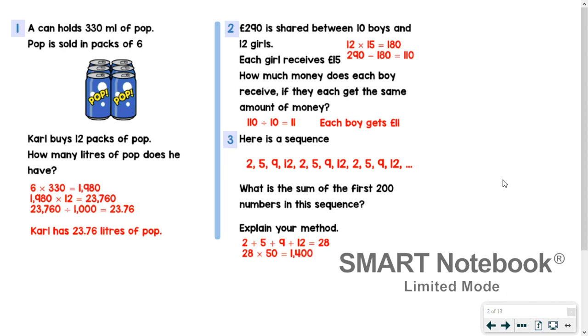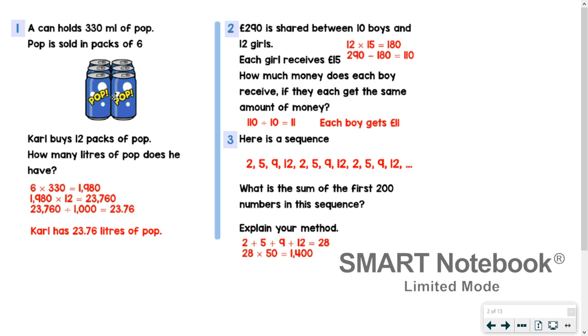Wonderful. Right. So question number 1, a can holds 330 milliliters of pop. Pop is sold in packs of 6. Carl buys 12 packs of pop. How many liters of pop does he have? A lot of layers to this question. So pop's sold in packs of 6. He's buying 12 packs. We're going to need to do something there. And then how many liters does he buy when we're originally given it in milliliters? So there's going to need to be some work done there as well.